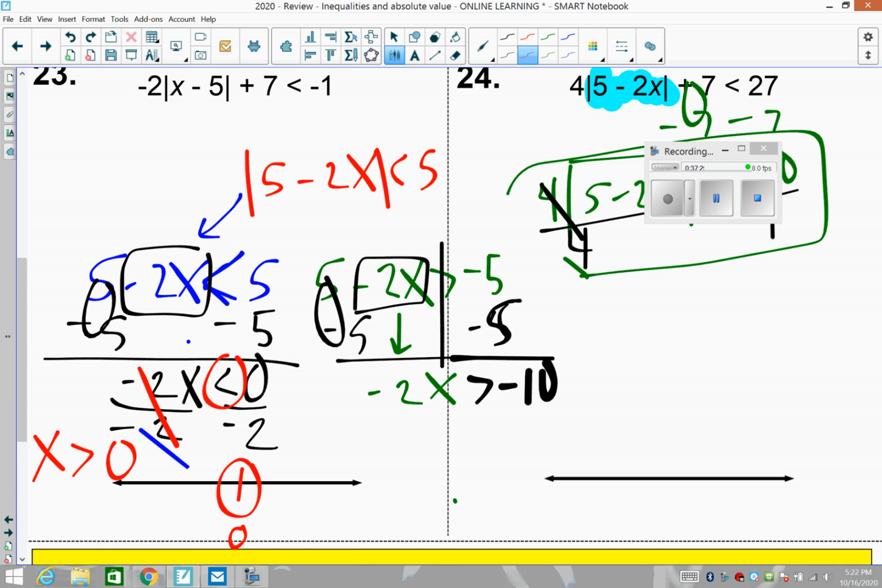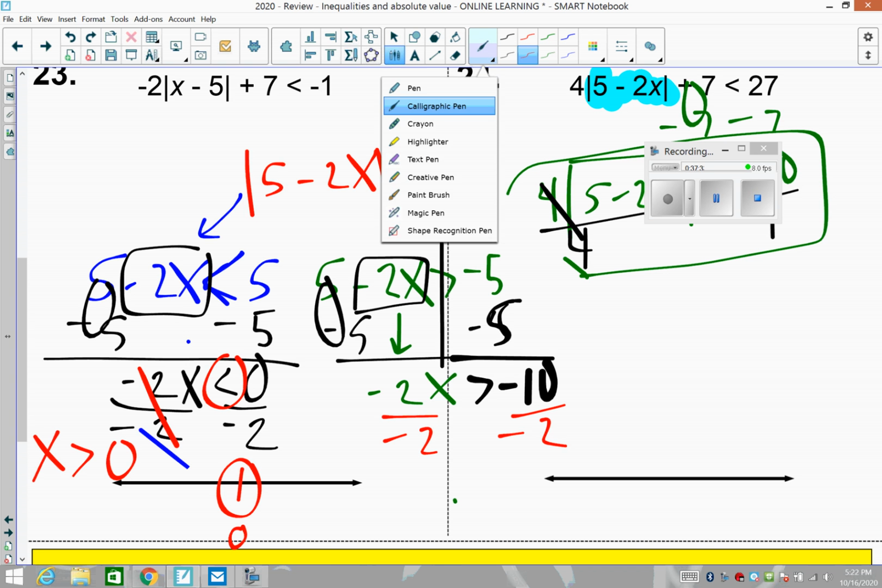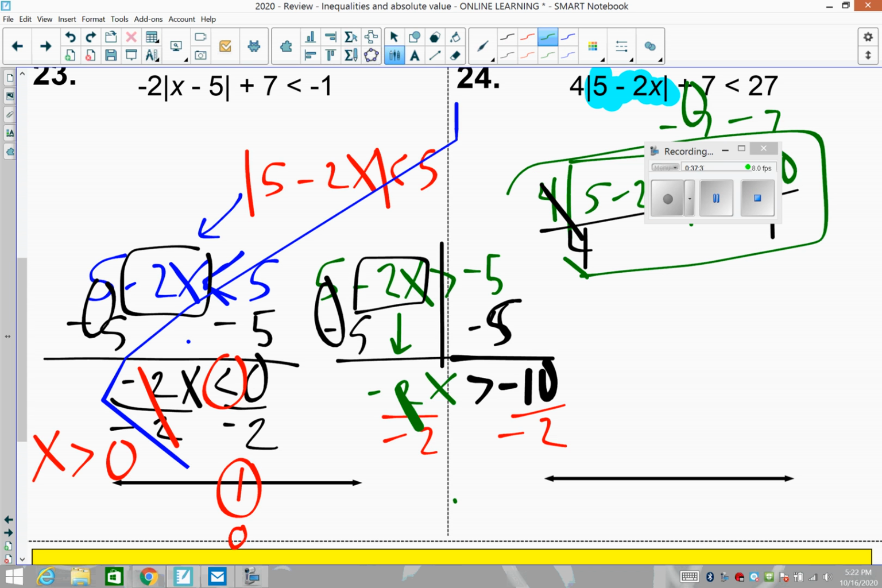So now the next step would be to divide by negative 2, copy, paste. You know that when you divide by a negative, you have to flip the sign. So this becomes x is less than 5 because I divided by a negative.